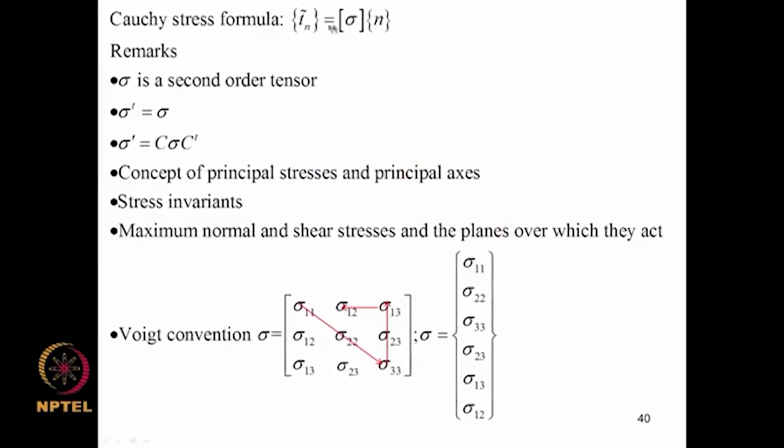So according to Cauchy's stress formula, sigma is the stress tensor, T tilde n is the stress vector with unit outward normal n, and this is given by this. So sigma is a second order tensor, and this is symmetric because there are no interacting moments, and if you change coordinate system, sigma prime is given by C sigma C transpose, where C is the transformation matrix.